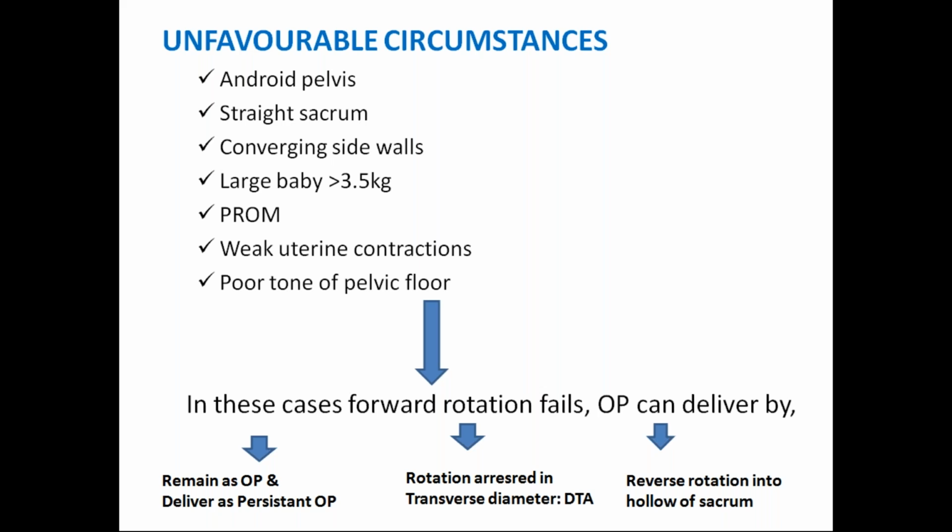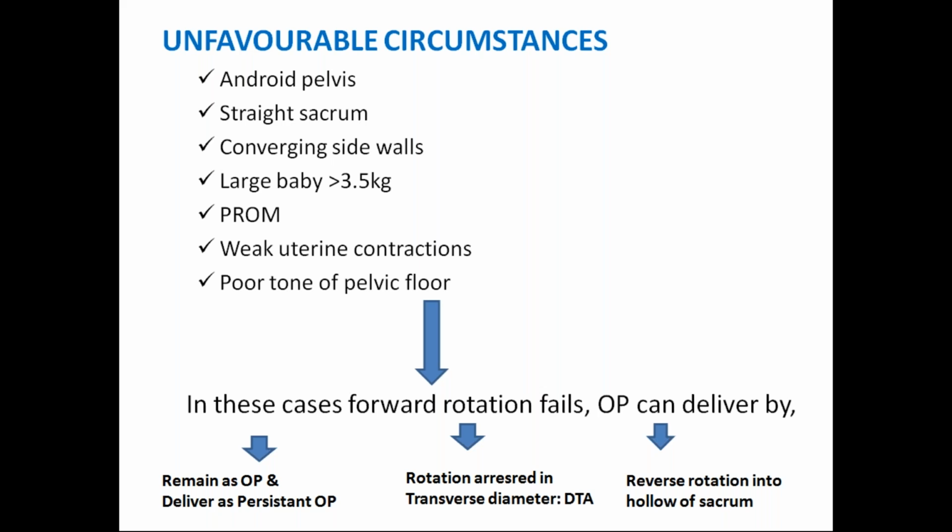So deep transverse arrest is the term which is used when, 1 to 2 hours after full cervical dilatation, in spite of good uterine contractions, there is no progress of labor. There is no descent of the fetal head. There is no rotation of the fetal head. It is arrested at the level of the spines or just below the level of the spines. That is called deep in the pelvis, with the sagittal suture occupying the transverse diameter of the cavity of the pelvis. That is referred to as a deep transverse arrest, which usually results in obstructed labor.